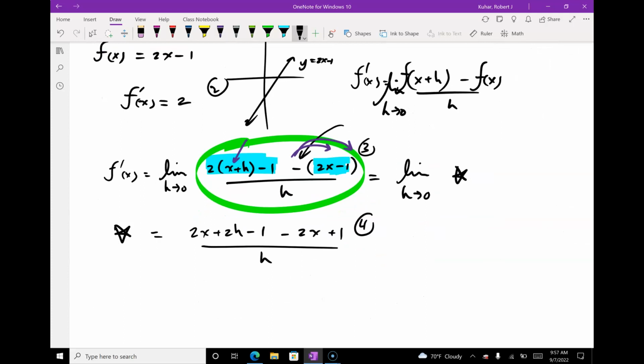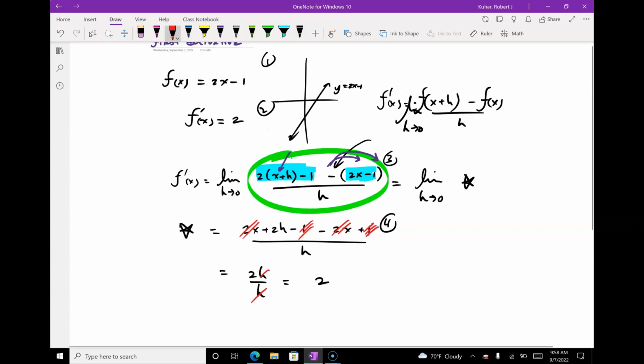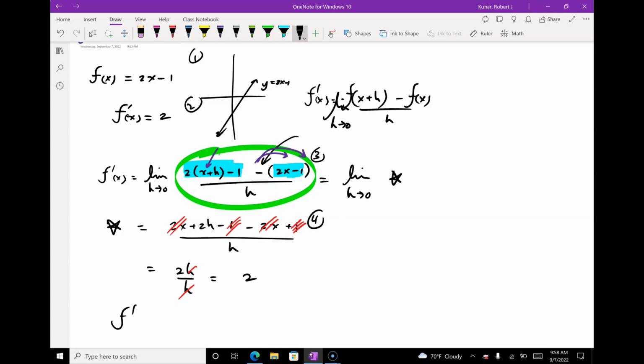I want to see what goes on here. Oh, the 2x's go away, right? The 1's go away. And I'm left with 2h over h. Oh, and that becomes 2. The h's cancel, right? So I've got f prime of x equals 2.